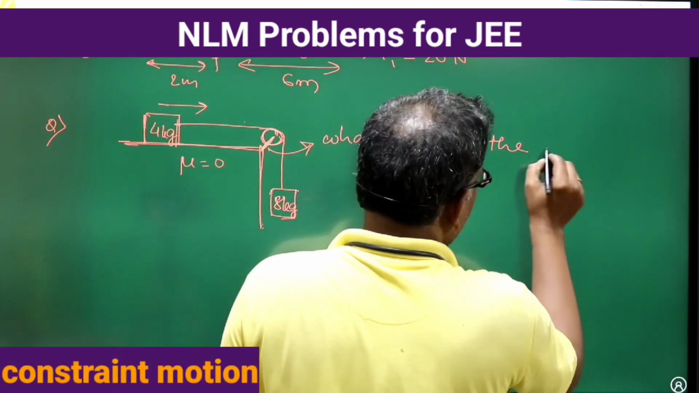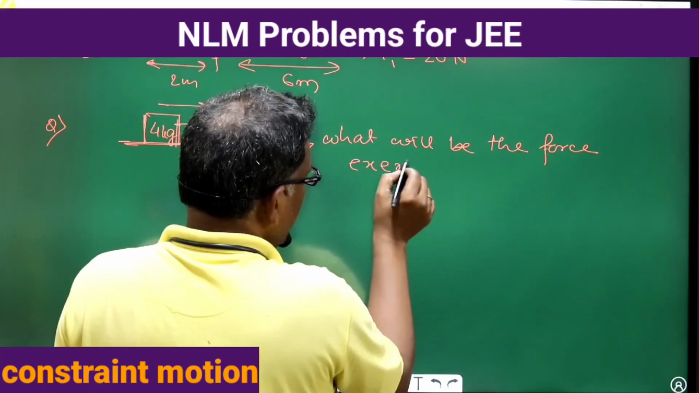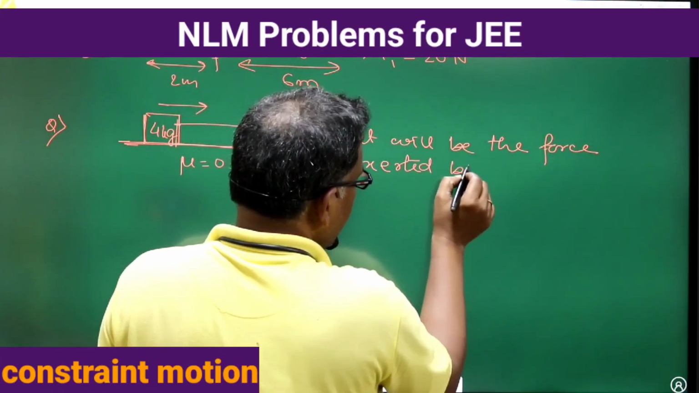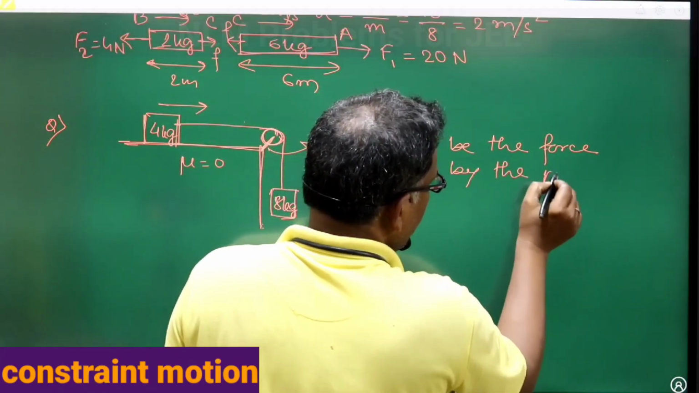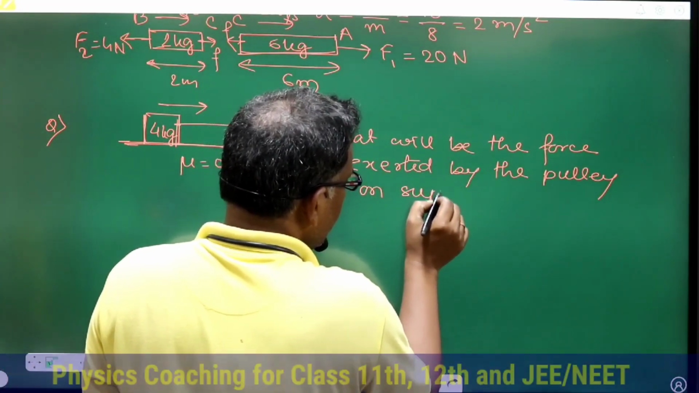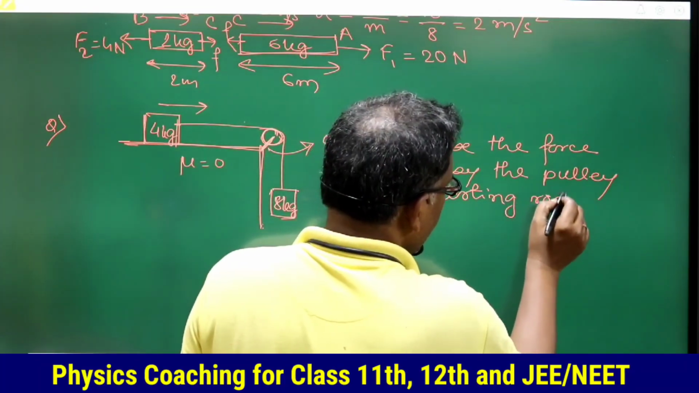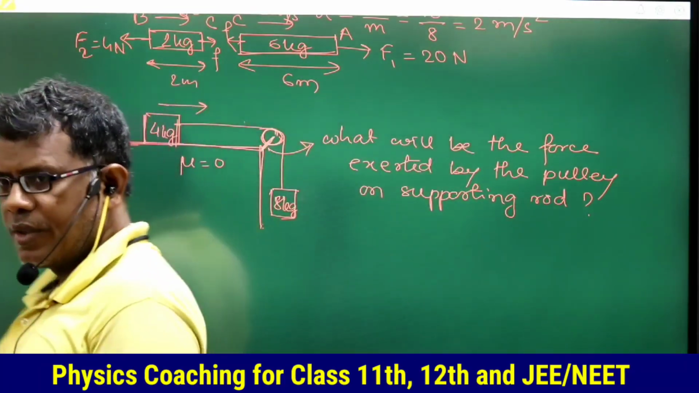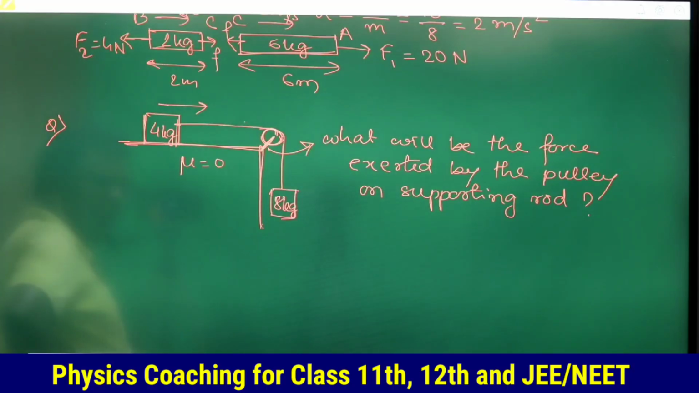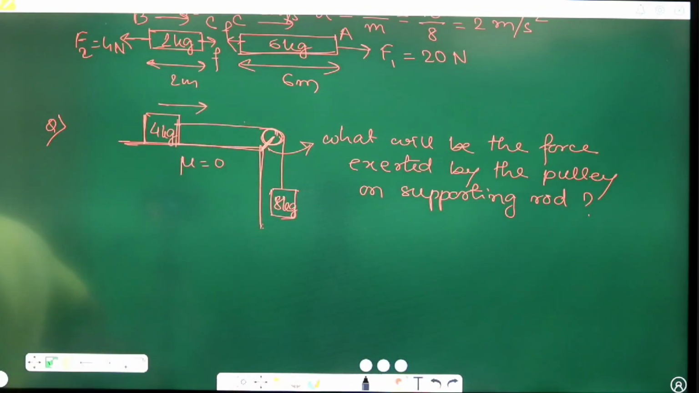What will be the force exerted by the pulley on the supporting rod? Yes. 4 kg and 8 kg are connected. 4 kg is resting on a smooth surface, and 8 kg is not having any contact with the vertical side of this table, you can consider it like that.